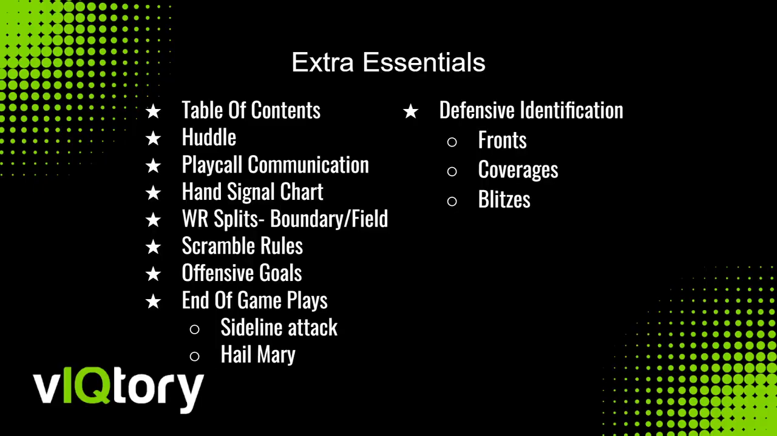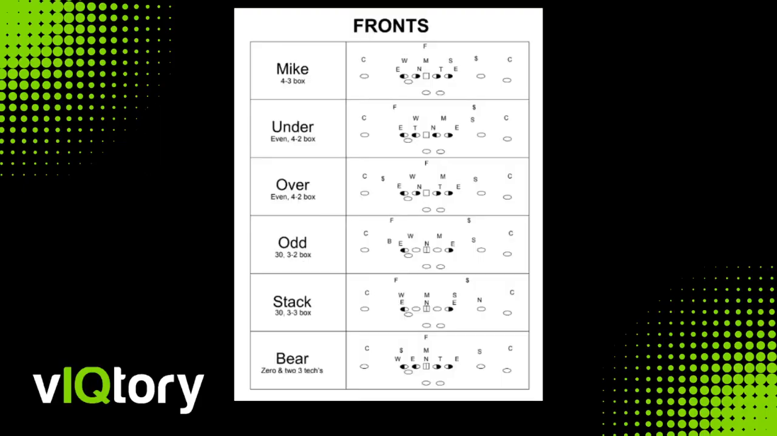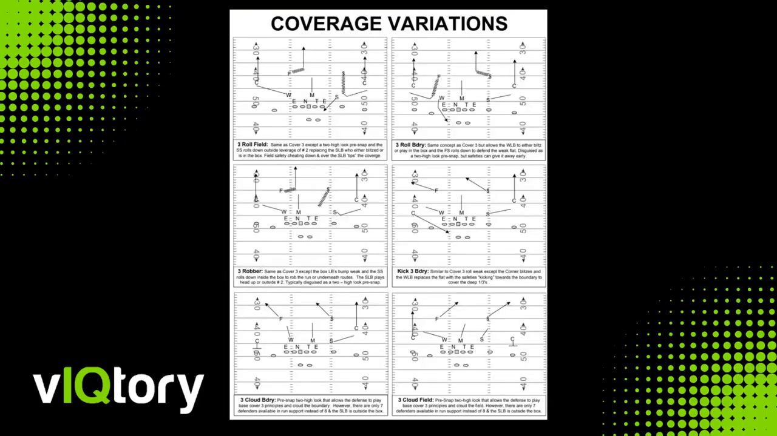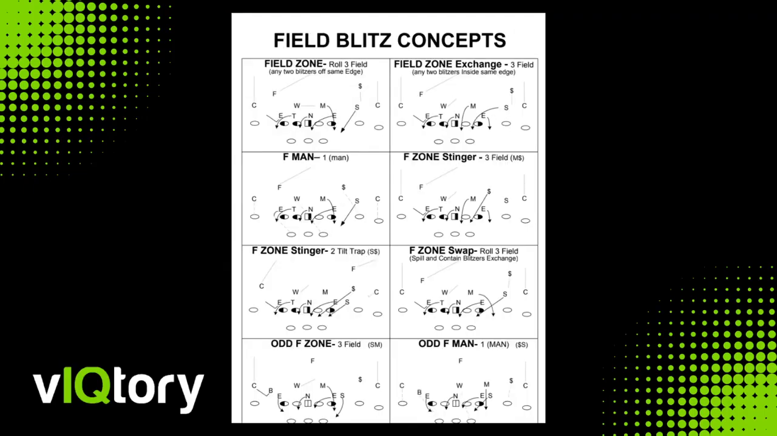Defensive identification. So fronts, coverages, and blitzes. By labeling all these out, it'll make sure that you're speaking the same language with your players and your coaching staff and will eliminate any confusion for breaking down a defense. Some coaches may know it as a 31 front, some may know it as a 13 front, some may know it as an over front. Laying out a standard to keep the communication consistent within the offense is a great way to make sure that everyone is speaking the same language.